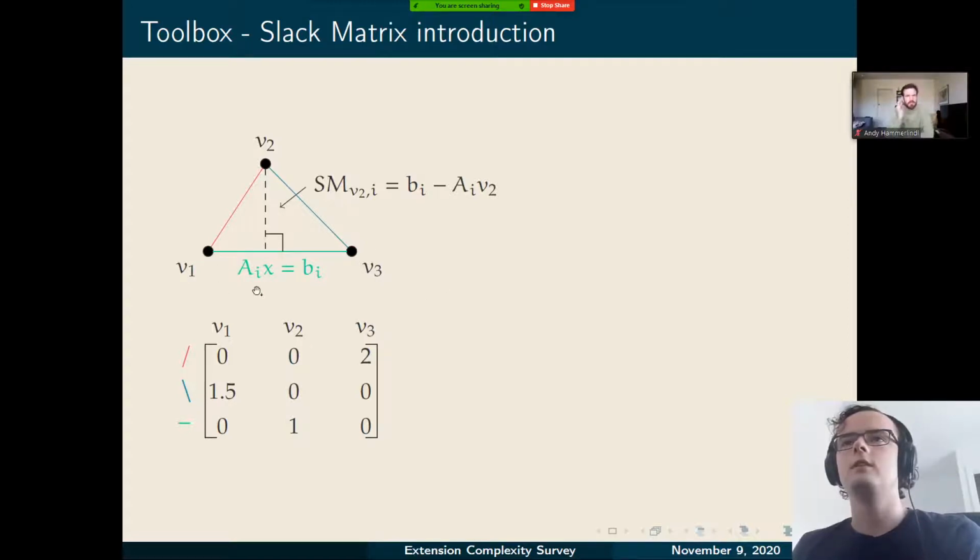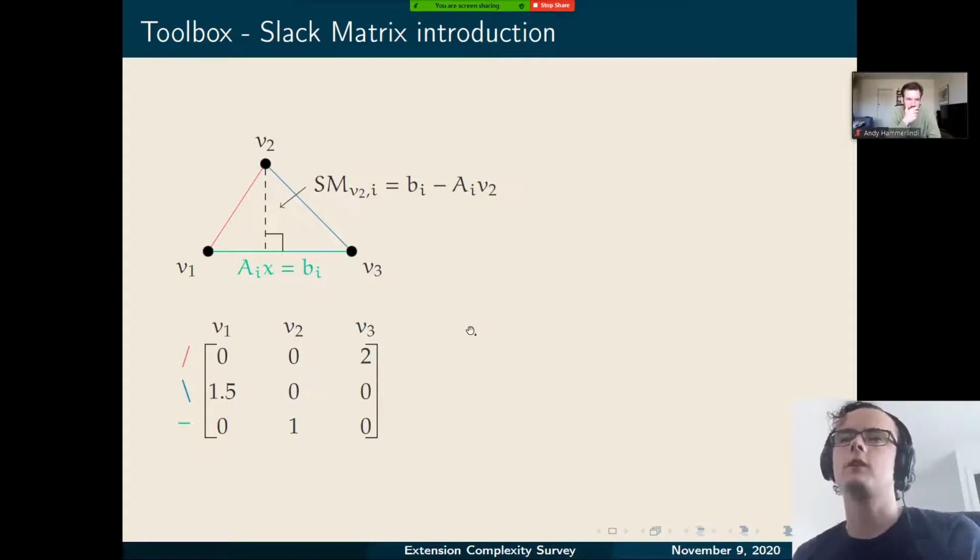So this particular constraint can be written as a row from our polytope definition of the matrix, and this might be, say, ax is less than or equal to b, this area up here, and on equality we have this line. What we do for the slack matrix entry is just take the right-hand side minus the left-hand side, substituting in our vertex.